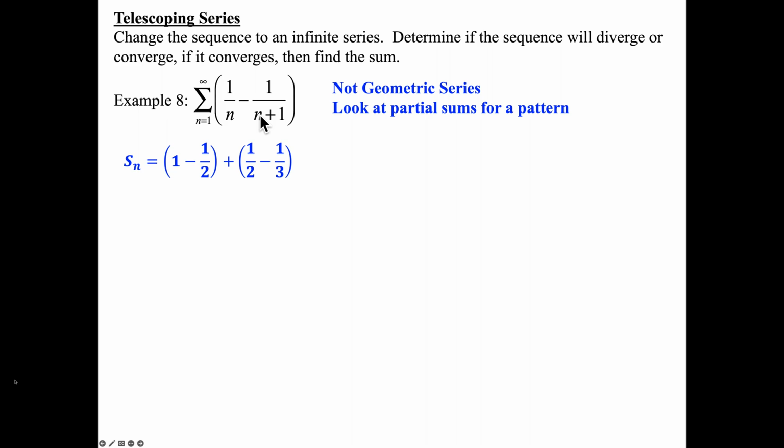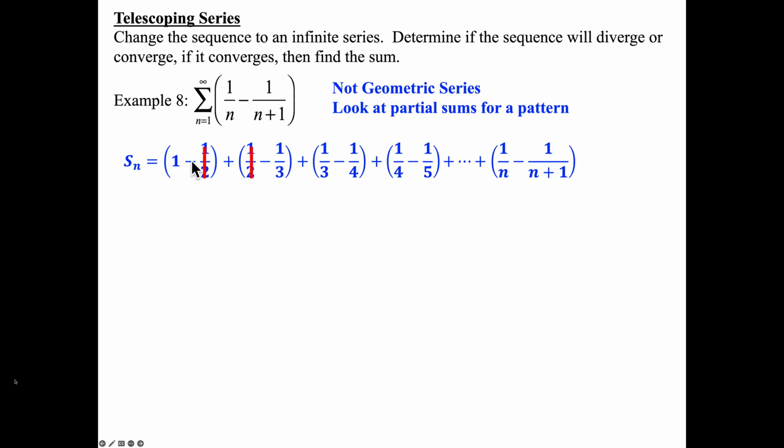So as you build all these terms, you're going to notice this pattern we're looking for. So when n is 2, you're going to have plus 1 half minus 1 third. Okay, now when n is 3, you're going to have 1 third minus 1 fourth. When n is 4, plus 1 fourth minus 1 fifth. Plus yada yada yada all the way out to 1 over n minus 1 over n plus 1.